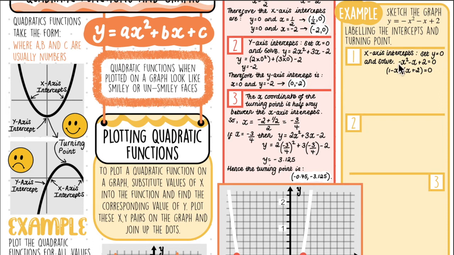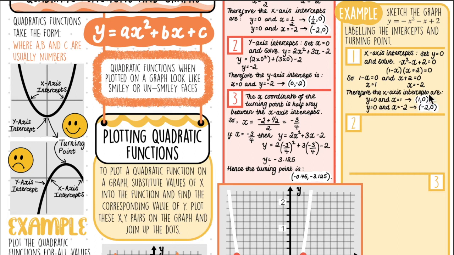You're going to need to use some of your algebra knowledge here to solve this. I've linked the videos for solving quadratic equations down below in the description box. So this becomes these two brackets here, and from these two brackets we can work out what the x coordinates are of the x-axis intercepts. So we get x is equal to 1 and x is equal to minus 2.